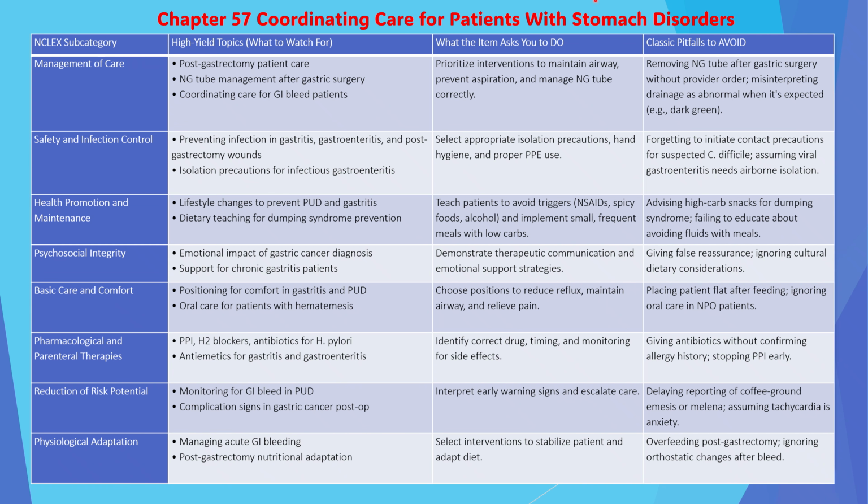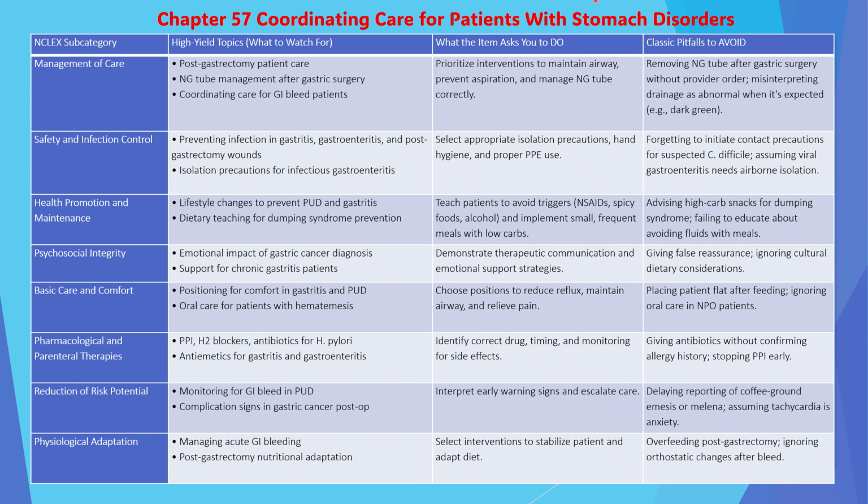For gastric versus duodenal, distinguish the pain patterns. For example, duodenal pain is often relieved by food, while gastric pain is worsened by food. The H. pylori treatment, the triple therapy regimen, two antibiotics plus one PPI, is a classic pharmacology question.